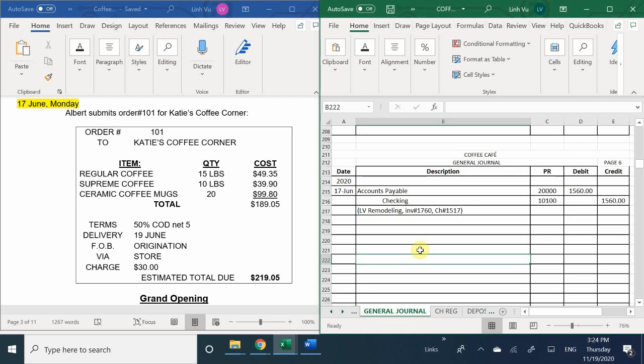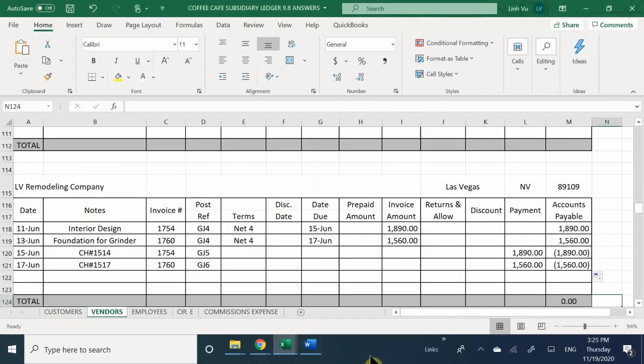And on top of that, it says 50% COD. We didn't receive any cash because it's upon delivery. So in this case, we don't need to record the sale for Katie's Coffee Corner yet. However, you did touch upon the commissions. What should you do for Albert? I'm going to say that we need to go to the subsidiary list, and we need to go to commission expense.